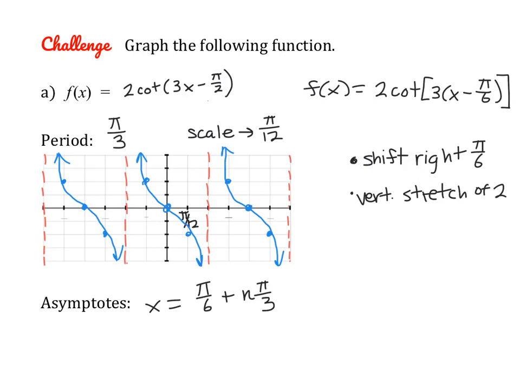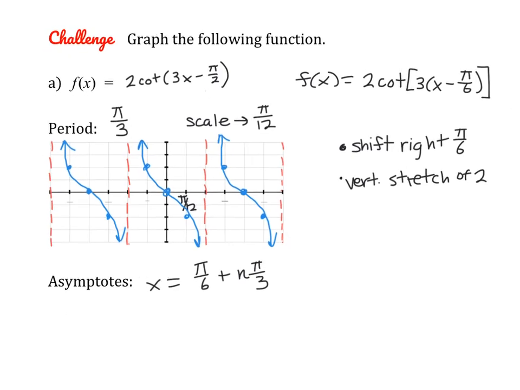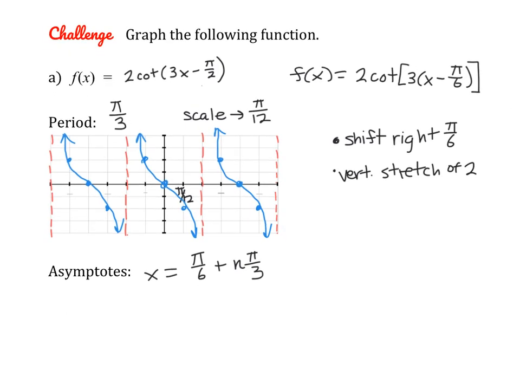There you have it. We can use our graph to help us find a few exact coordinates if we wanted. So we do have a coordinate at negative pi over 12, 2, then 0, 0, and then pi over 12, negative 2. And there you have it.